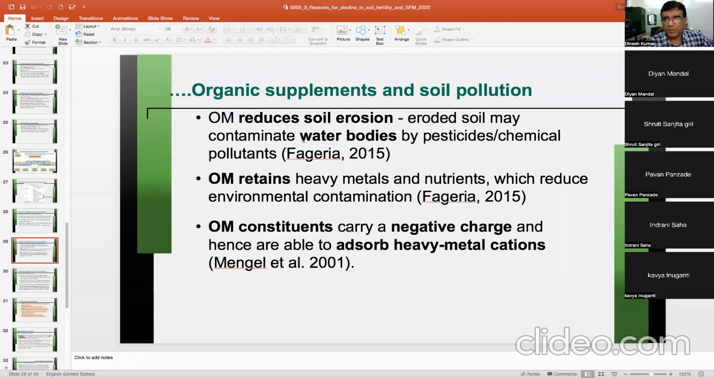Organic matter reduces soil erosion. Eroded soil may contaminate water bodies with pesticides and chemical pollutants. But organic matter retains heavy metals and nutrients, which also reduces environmental contamination. Organic matter constituents carry a negative charge and hence are able to absorb heavy metal cations. There are thousands of papers which prove that increasing organic matter level in soil reduces the effect of heavy metals on plant growth, as well as reducing concentration for human health also.